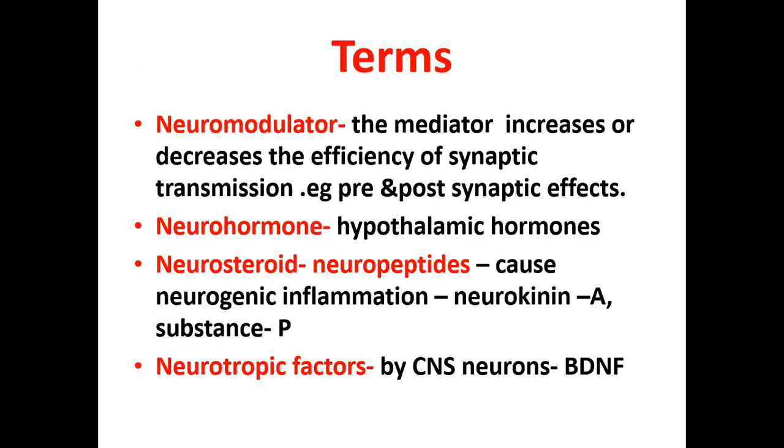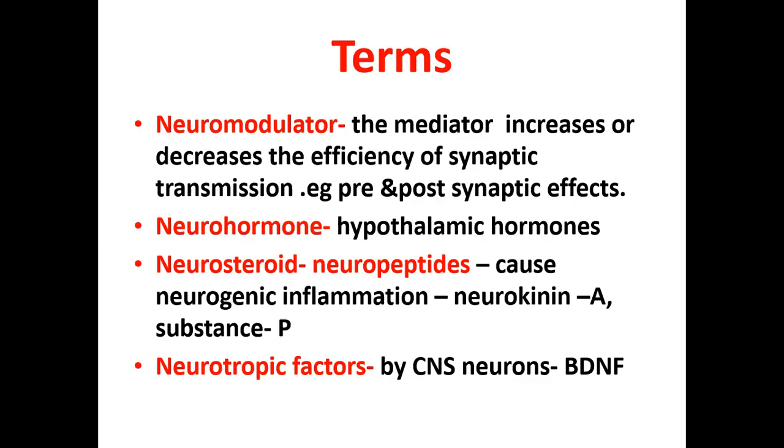Now, there is another term called neuromodulator. What is this neuromodulator? It is the mediator which increases or decreases the efficacy of synaptic transmission. So modulator means it can increase or decrease the efficiency of synaptic transmission, for example pre and postsynaptic effects, which are neuromodulatory effects. What is a neurohormone? Hypothalamic hormones are called neurohormones.